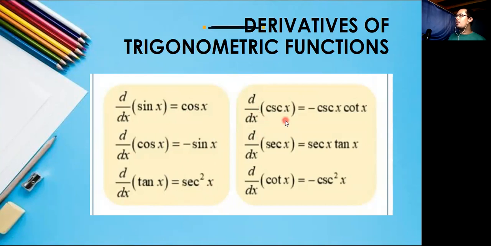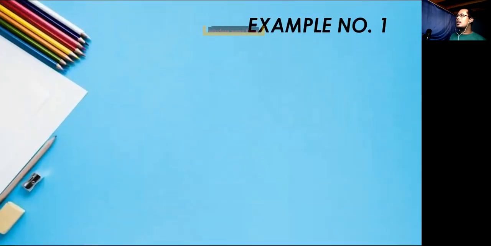The derivative of cosecant of x is negative cosecant x cotangent of x. The derivative of secant of x is equal to secant x tangent x. And the derivative of cotangent of x is equal to negative cosecant squared x. So these are the formulas that we're going to use. Let's use them in our examples.